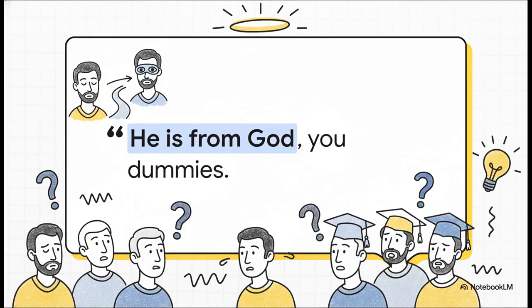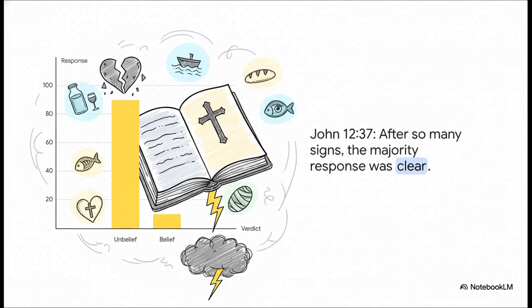He basically tells these highly educated scholars, look, I was blind, and now I see. He's from God, you dummies. The simple, uneducated man saw the truth way more clearly than the experts. So, after 7 powerful signs and 7 divine claims, what was the verdict from the public?